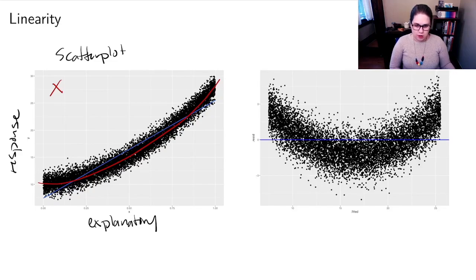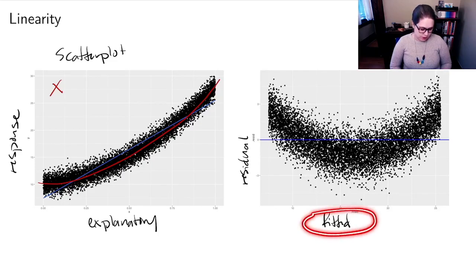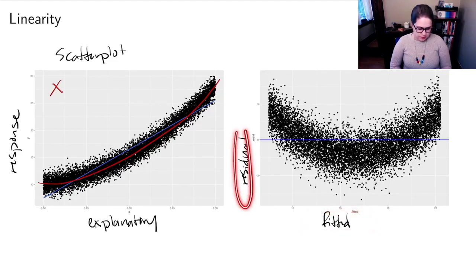But there's actually another way to check the linearity condition, and this is in a residual versus fitted plot. And this is a type of diagnostic plot for regression conditions. And what it does is it puts the fitted values, the predicted values from the model, on the x-axis and the residuals on the y-axis.